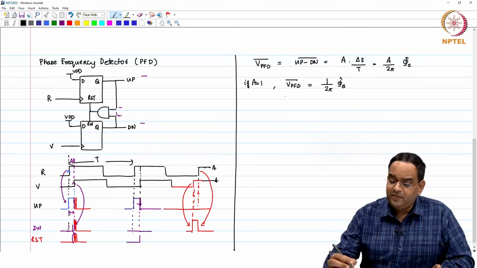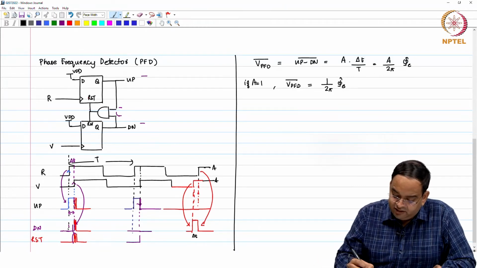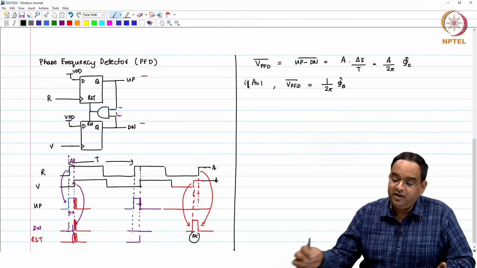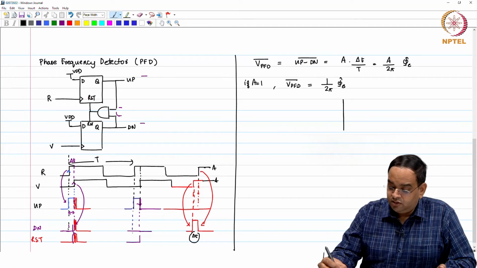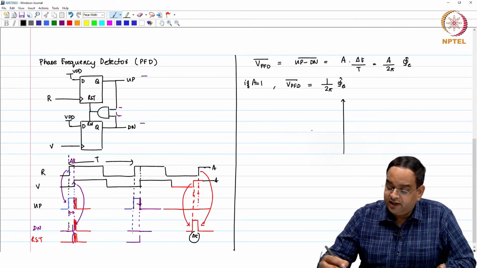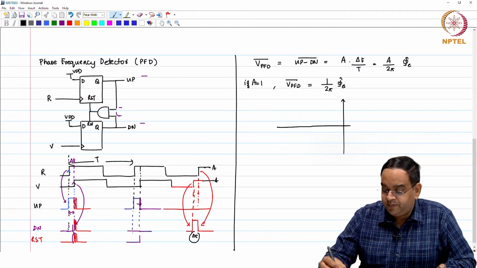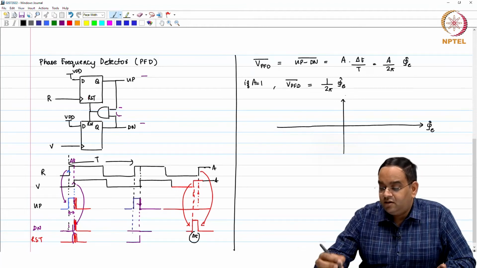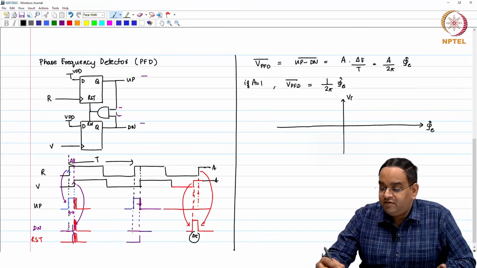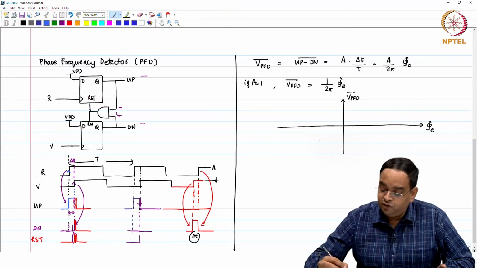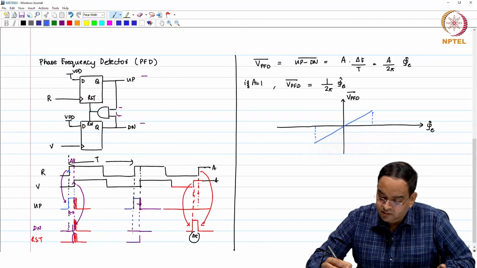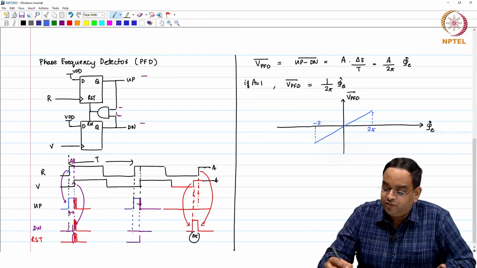So, here on both sides, if you are having this delta t, then for this particular error you will get the average value as negative, right. So, the phase error detector characteristics, if you look at it, this is phase error and this happens to be your V_PFD average. From minus 2 pi to 2 pi, it is a straight line. Okay, this is 2 pi, this is minus 2 pi.